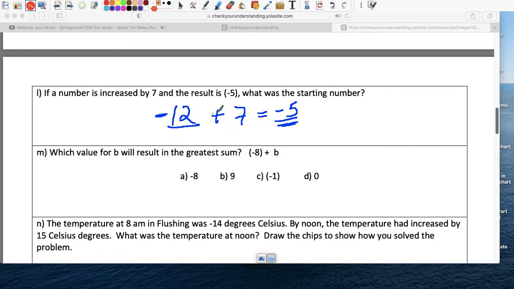Okay, so that's that. Which value for b will result in the greatest sum? Well, negative 8 plus negative 8: sorry, that's negative 16, I apologize. If I add negative 8 plus 9, I get positive 1. If I add negative 8 plus negative 1, I get negative 9. If I add negative 8 plus 0, I get negative 8. So which of these four choices gives me the greatest sum? B. Adding negative 8 to positive 9 gives me 1, which is the sum with the greatest value.